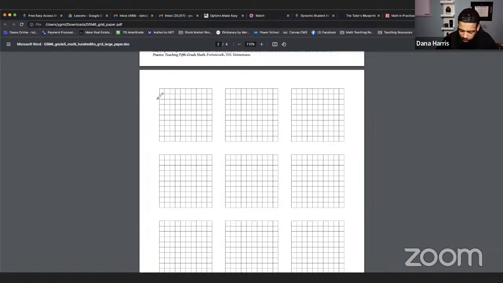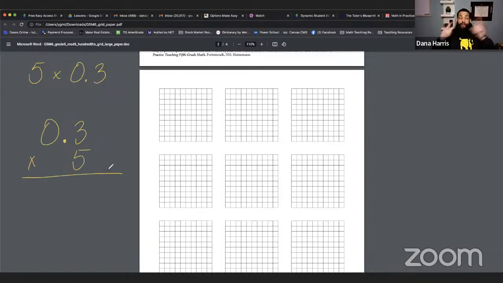So when I look at this one, let's say if I have 5 times 3/10, right? So 5 times 3/10. I do not like writing my problems horizontally, so I usually change them to vertically. So if I have 3/10 times 5, remember the commutative property tells me that the order that I multiply numbers does not matter. I will still get the same product.